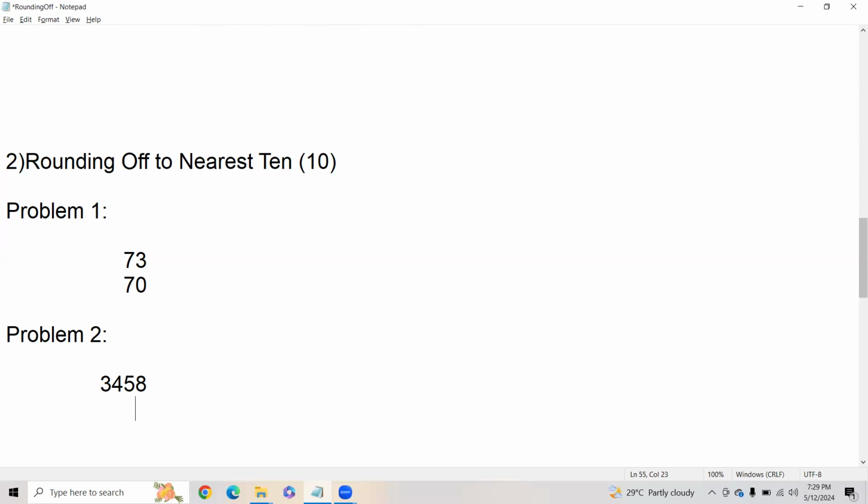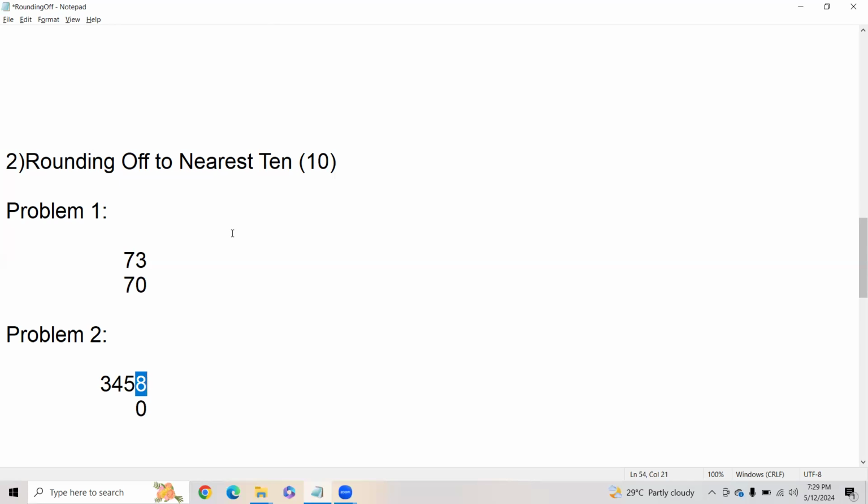3458. Now we have to round it off to the nearest 10. How many zeros are there in 10? We have one. So you put 0 at the rightmost place. Now again ask yourself a question. How many zeros does 10 have? One. So check the first digit from the right. What is that first digit from the right? It's 8, which is greater than 5.